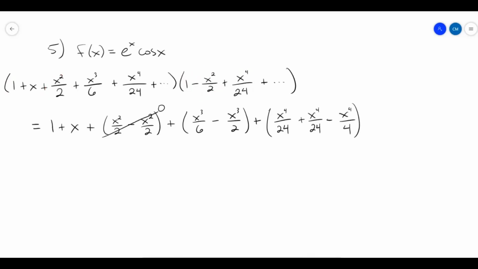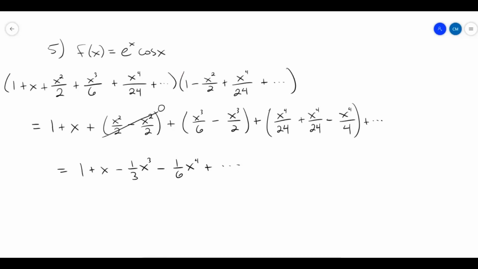And that's it. And then this is going to keep going. And then we just try to combine our like terms. So we have 1 plus x plus, what is that? That's going to be minus, isn't it? I think it's minus 1/3 x cubed, right? And then that last one, 1 over 24 plus 1 over 24, or 2 over 24, minus 1/4, minus 1/6. So minus 1/6 x to the fourth. And then after that, we've found our first 4 terms, so that's it. That's all they asked for.